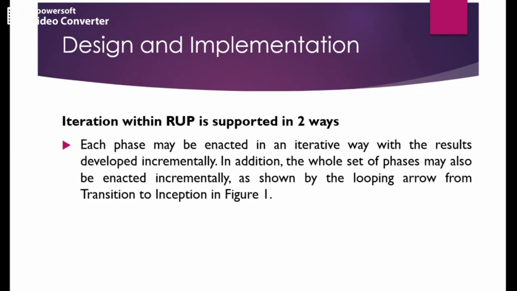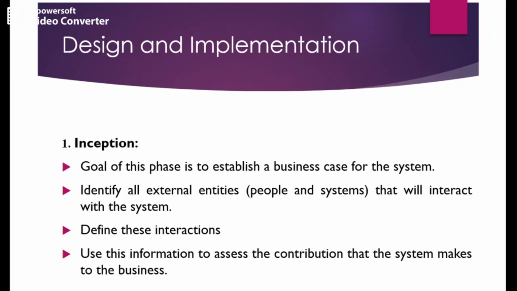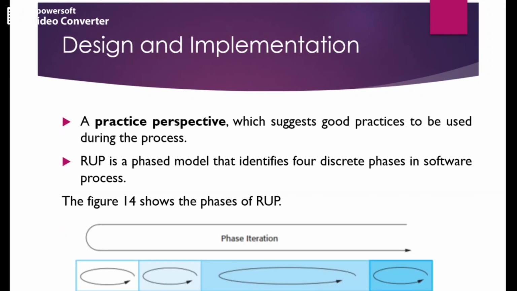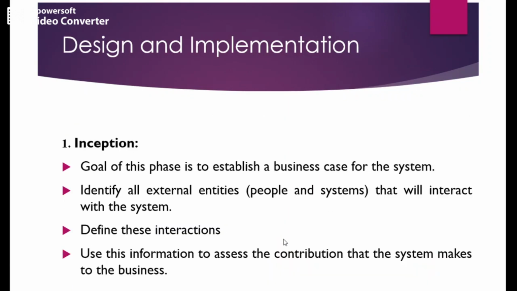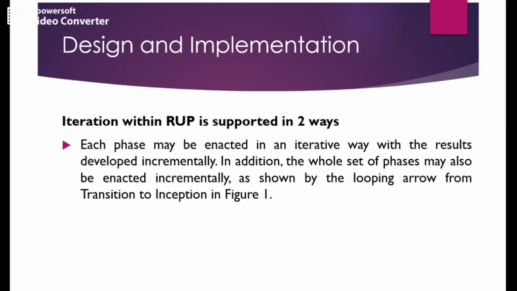Iteration within RUP is supported in two ways. You can see phase iteration in the figure. What does it indicate? Each phase may be enacted in an iterative way with the results developed incrementally. So each phase is there, no? Inception, elaboration, construction, transition. That may be enacted in an iterative way. It goes on iterating with the results developed incrementally.